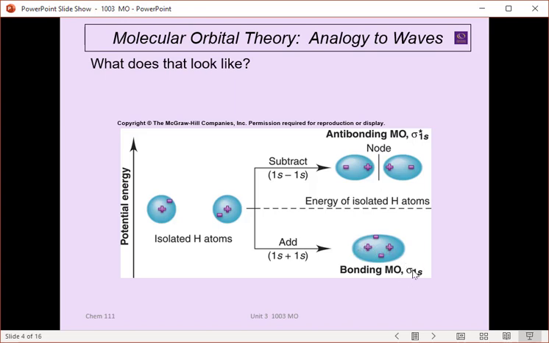And in fact, we use this sigma to remind us that the electrons are centered. This picture doesn't show it really centered, but the electrons are centered between the two nuclei, and that came from the 1s suborbital. So that would be an in-phase wave.